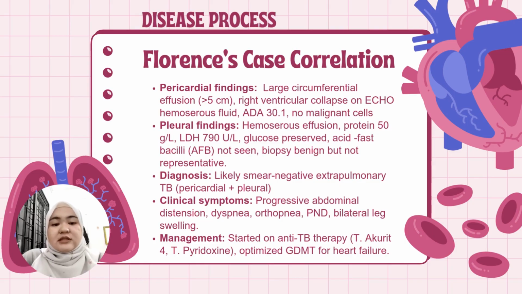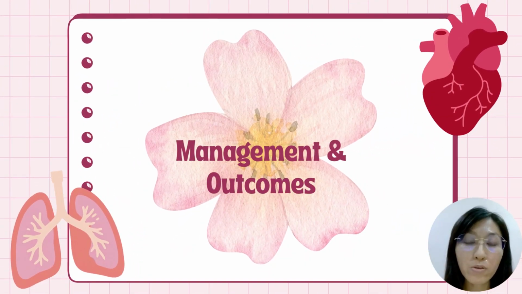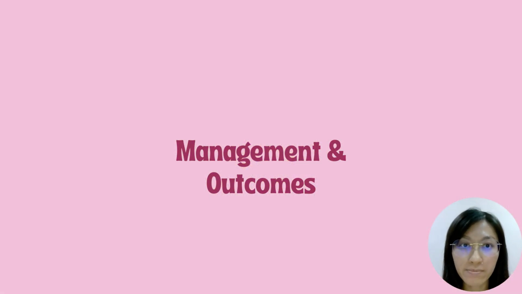So clinically, Florence presented with progressive abdominal distension, dyspnea, orthopnea, PND, and bilateral lower limb swelling, correlating with impaired cardiac and respiratory function. Based on this finding, she was diagnosed with lymphocyte-negative extrapulmonary tuberculosis involving the pericardium and pleura. Management was initiated with anti-tuberculosis therapy, including Accurate-4 and pyridoxine, alongside optimization of GDMT for heart failure. Next, we'll look at the management and outcome for this patient.